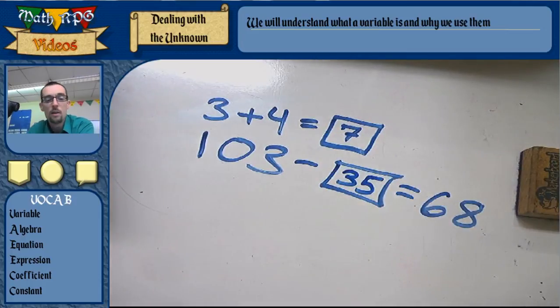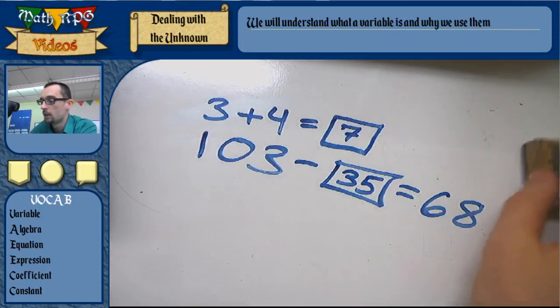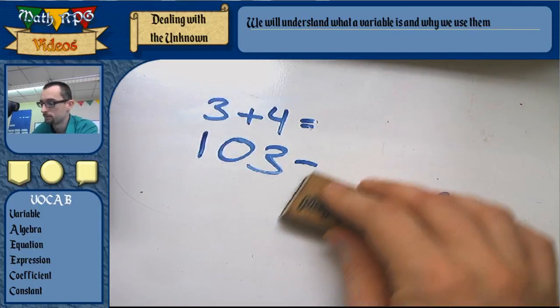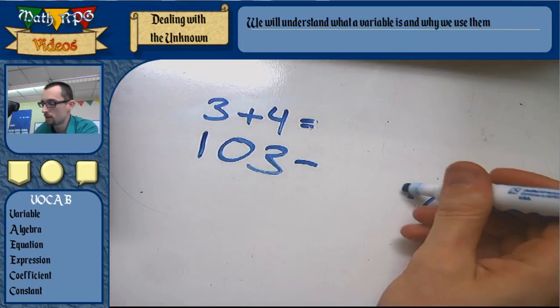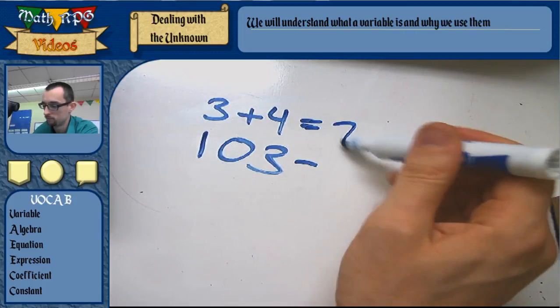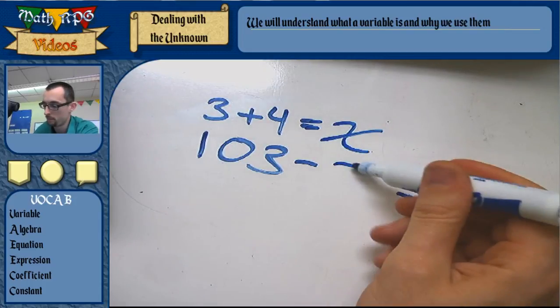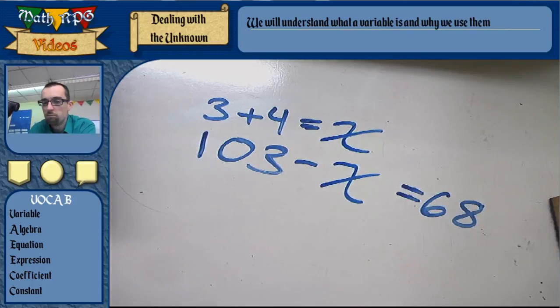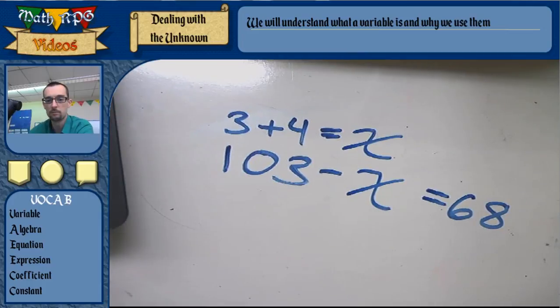Okay. In algebra, we could continue using that box. There would be nothing bad about it. There's no reason not to. It's just that whoever invented algebra way back when didn't use a box. They used a letter, and usually we use the letter X. But don't freak out about that. That just means that we don't know the answer. It's just like using a box.